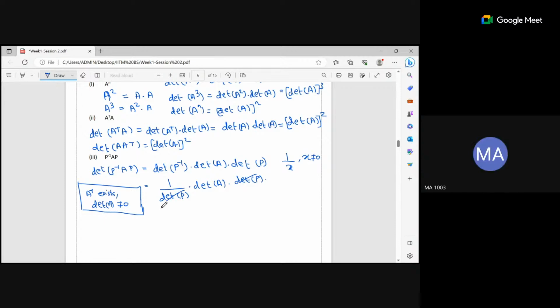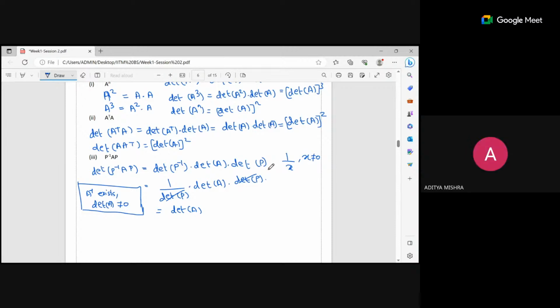Is anyone asking any question? If not, please mute yourself. Okay, so you see that determinant of P inverse AP is nothing but determinant of A. But please note that you cannot straight away cancel and say that P inverse P is identity. You have to go through the steps and then finally say that it is determinant of A. You understand? Yes, ma'am.